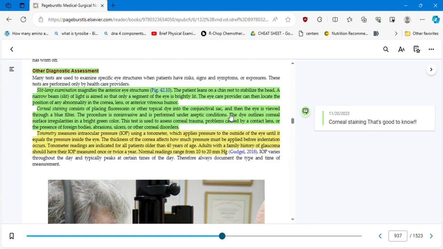In this procedure, the corneal staining, the dye outlines corneal surface irregularities in a bright green color. This test is used to assess corneal trauma, problems caused by a contact lens, or the presence of foreign bodies, abrasions, ulcers, or other corneal disorders. Think about those patients that wear contact lenses and forget to remove the lens before going to sleep, and they sleep with the lens inside the eye. The following morning it is very hard for them to open the eye, so they can have a corneal abrasion.